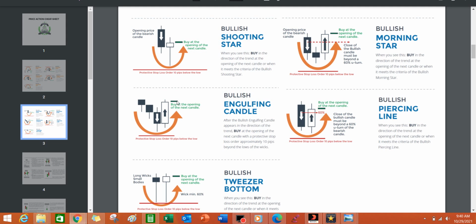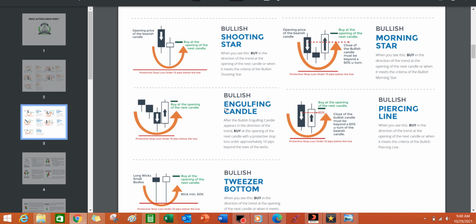Probably I should also explain the opening and the closing of each of these candles for each trend. If it is a buy candle, you should know the opening and the closing. If it is a sell candle, you should also know the opening and the closing. Maybe I'm going to do that in another video so that you get to see how to do this. So let me read what I have here.